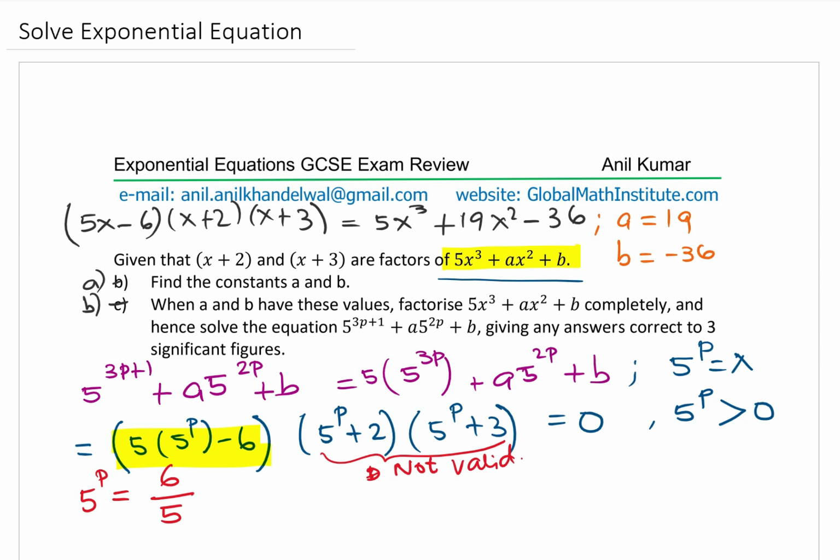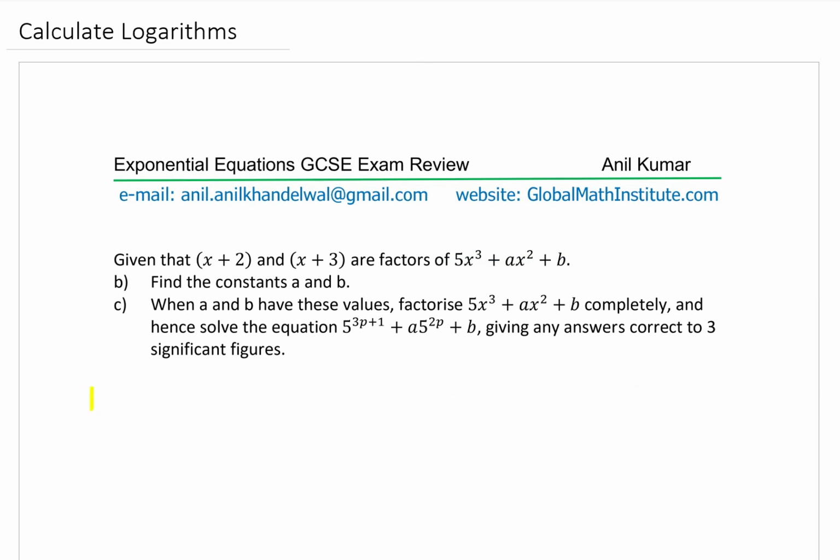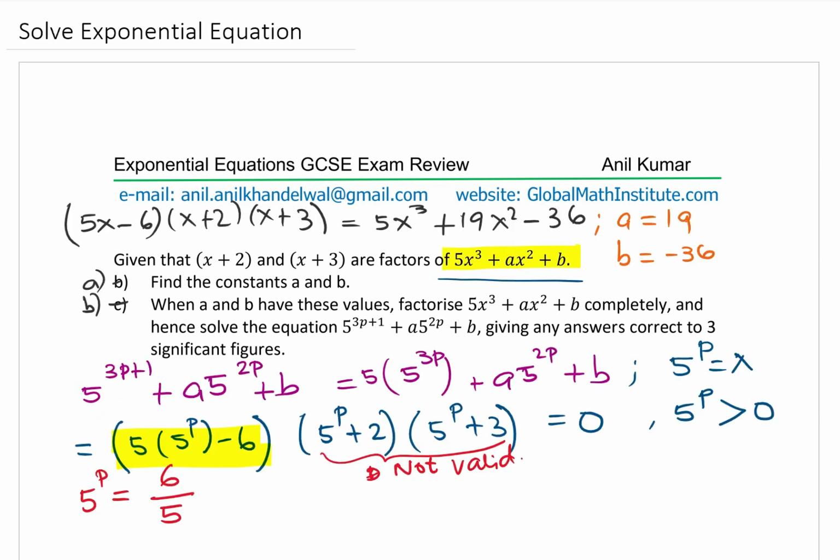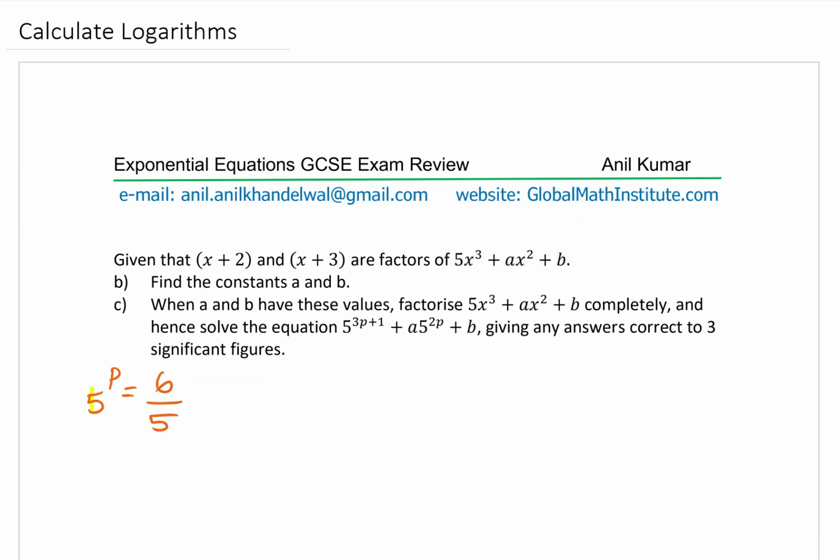We'll take it to the next page. So we are saying that the solution is 5 to the power of p is 6 over 5, correct? That is what the solution is. Since these two give you negative 2 and negative 3, they are not valid. We want the exponential function to be greater than 0. And here we get a value which is positive. So we are solving for that value. So 5 to the power of p is 6 over 5.